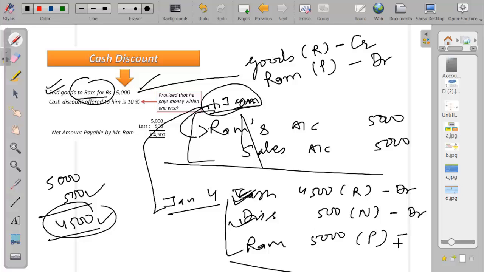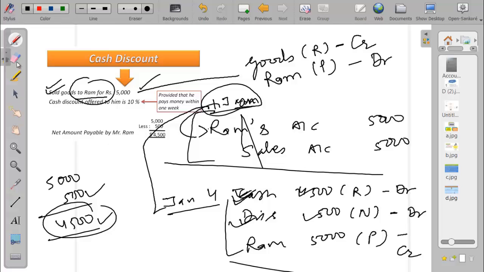So no, he is the giver and we are the receiver. He is giving us money as well as loss also. So credit the giver. What is the rule of personal account? Debit the receiver, credit the giver. And here Ram is the giver because Ram is giving us money as well as the loss also. So credit the giver. Is that clear?